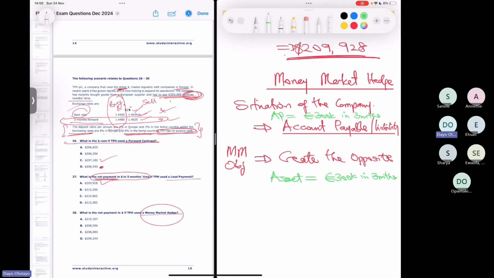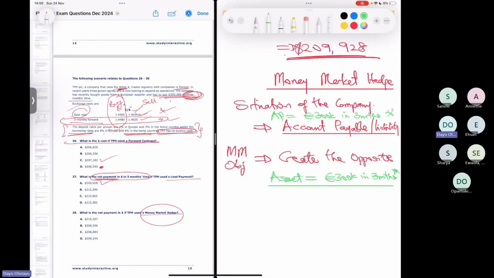That is your objective. The question is, how do you do this? Because if you're able to do this, then this will net this off, and you have been able to use money market hedge to cancel any foreign currency exposure. Remember, like I told you, money market hedge is an improvement over lead payment.